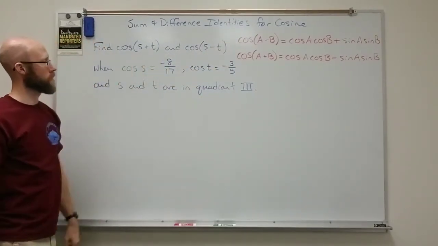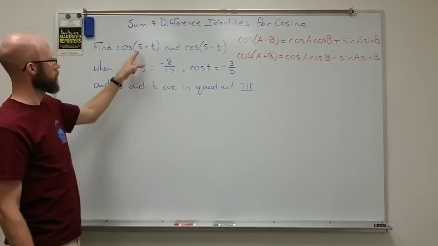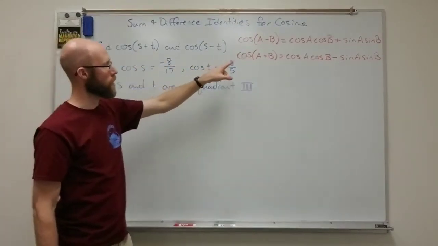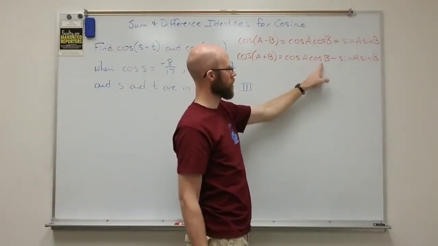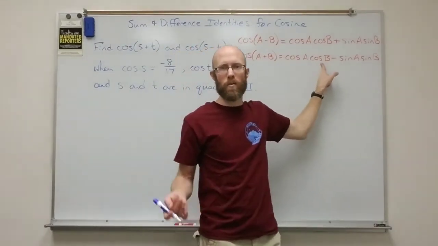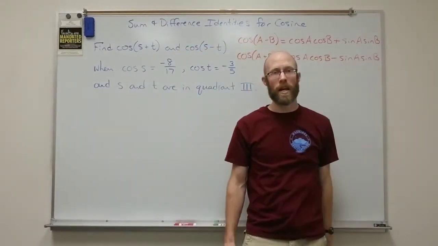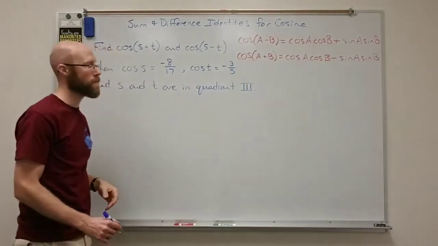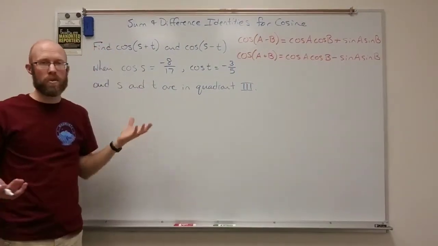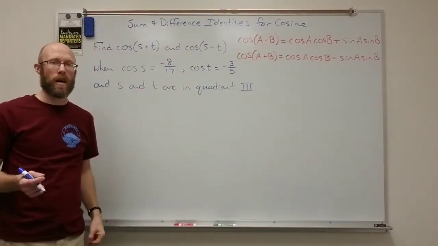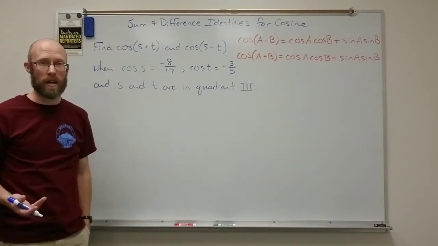Let's start with s plus t. To find the cosine of s plus t, I need to know the cosine of s and cosine of t, which I know, but I also need to know sine of s and sine of t, all right? Well, I don't yet know those things. However, I can find them.